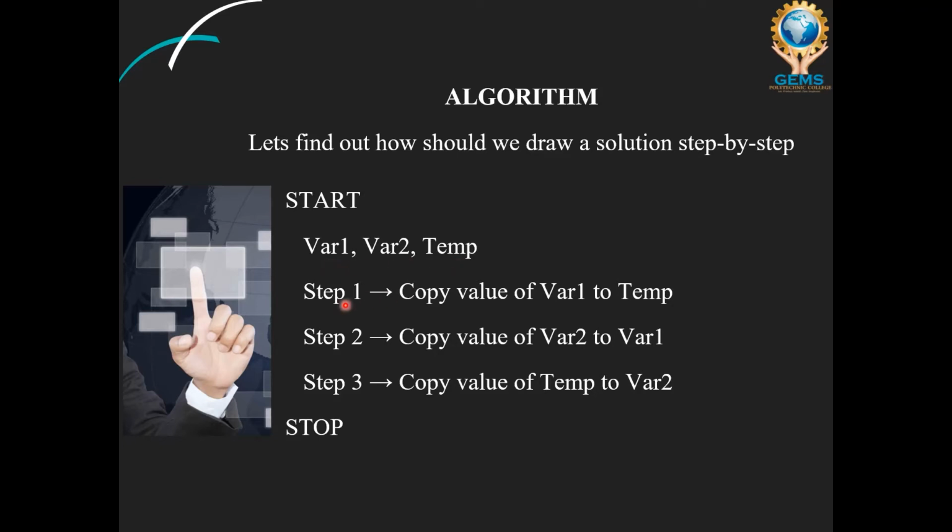Now step 1 says that copy the value of variable 1 to temp. That means variable 1 value is copied to temp variable. Now step 2 says that copy the value of variable 2 to variable 1. That means the value of variable 2 is copied to variable 1. For example, variable 2 holding the value 5, that is going to be assigned to variable 1. Step 3 says that the value which is held by the temp variable is going to be assigned to variable 2 here. So this is the algorithm.